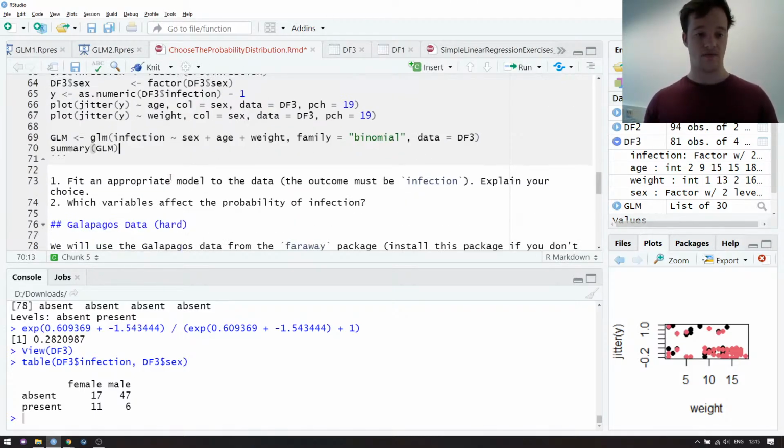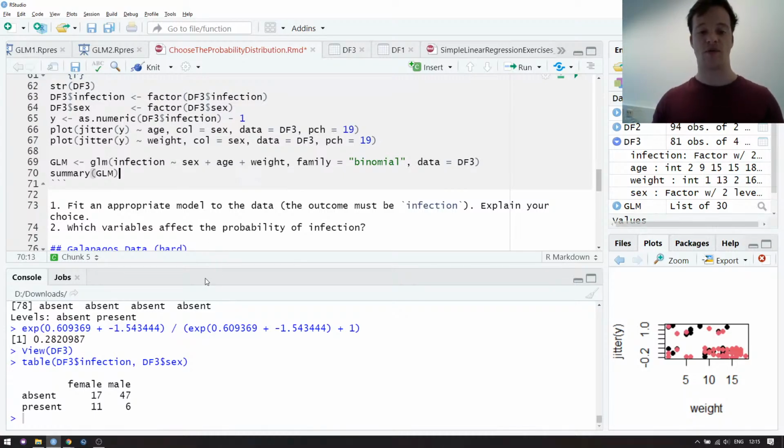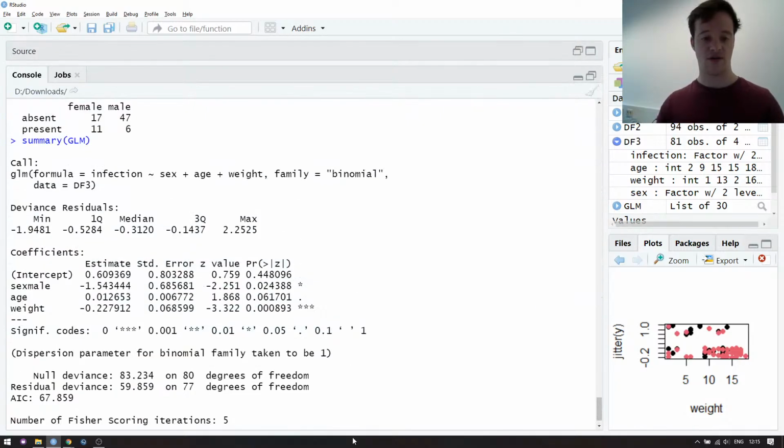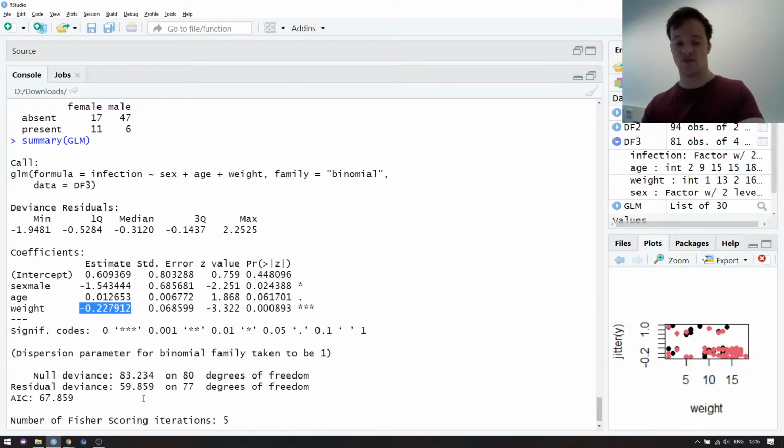Okay. Which variables affect the probability of infection? Then let's look at the summary once more. Well, anyone have an idea? Yeah? Yeah, weight has a very significant effect and reasonably large estimate, because this is for a unit increase in weight.